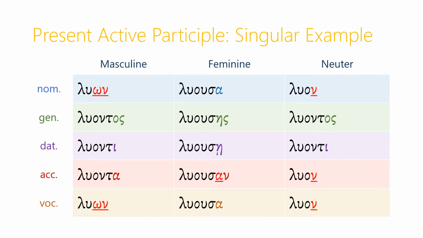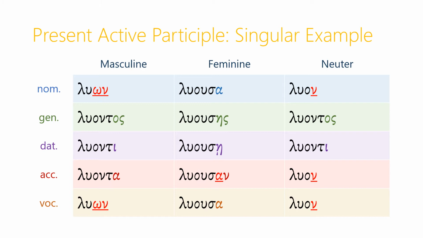And the one thing to watch out for here is we might expect the accusative singular ending to be luusein, using an eta connecting vowel in front of that new ending. But for some reason, and it's not clear exactly why, feminine present active participles switch back to an alpha connecting vowel in the accusative singular. So instead of luusein, it's luusan. And then we have luusa in the vocative singular, which, as always, is identical to the nominative feminine singular form.